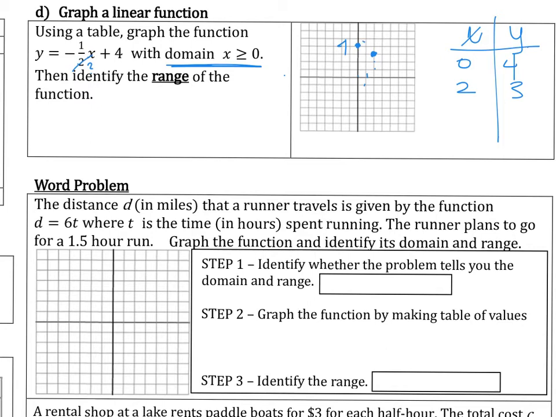Now I'm going to draw my line. So, as you can see from this graph, the range begins at the y-coordinate 4, and it's inclusive, and everything smaller than 4, including 4. So this is my range.